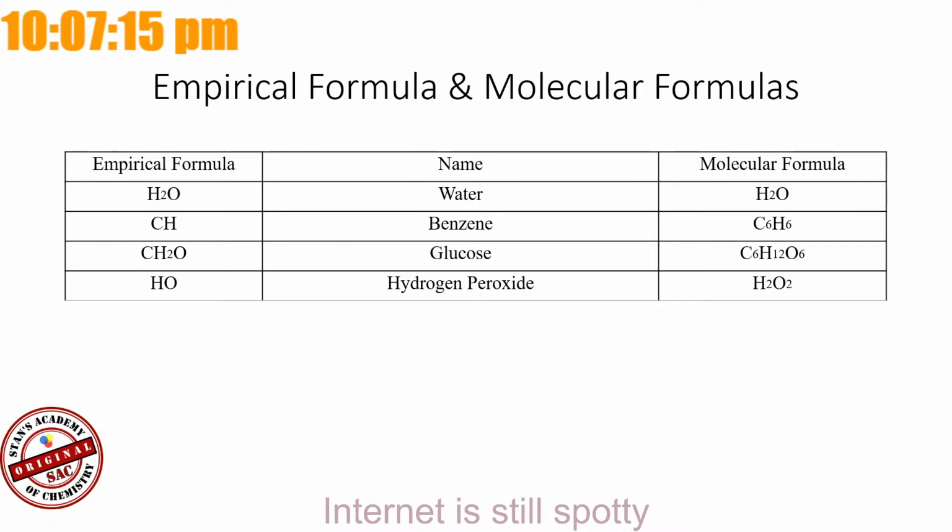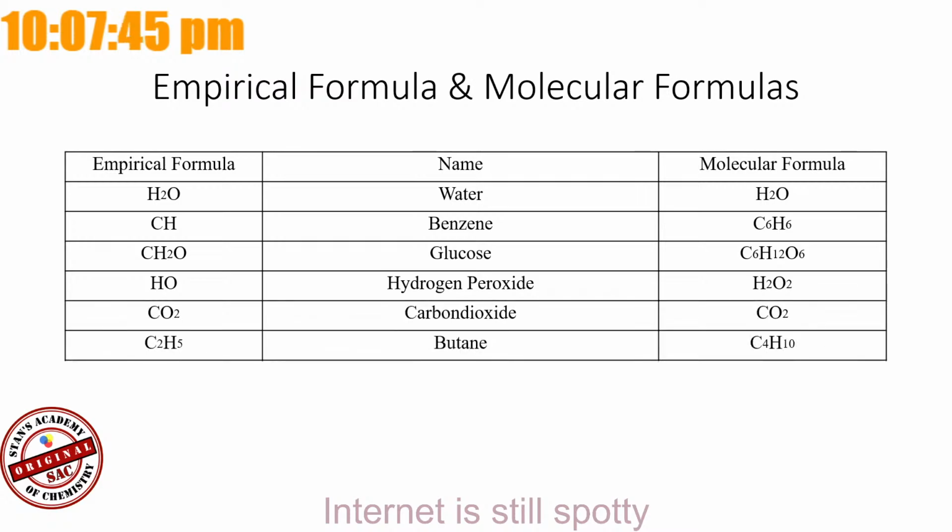Butane, on the other hand, if you look at it, there are 4 carbons and 10 hydrogens. If you divide 4 by 2 and 10 by 2, you get the simplest ratio. That's the largest number by which we can divide it. So that would make it C2H5. So the empirical formula for this compound would be C2H5.